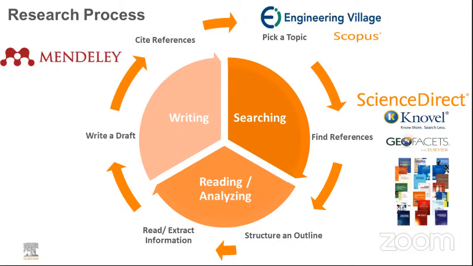If you need to find full text papers or full text references, you can use ScienceDirect, which is an Elsevier platform that contains all the papers published in Elsevier journals. You can search for textbooks. You can use Knovel if you need a dedicated tool for engineers. And you can use GeoFacets if you're a geoscience researcher or student in geology, geoscience, geoengineering, petroleum engineering, and so on.